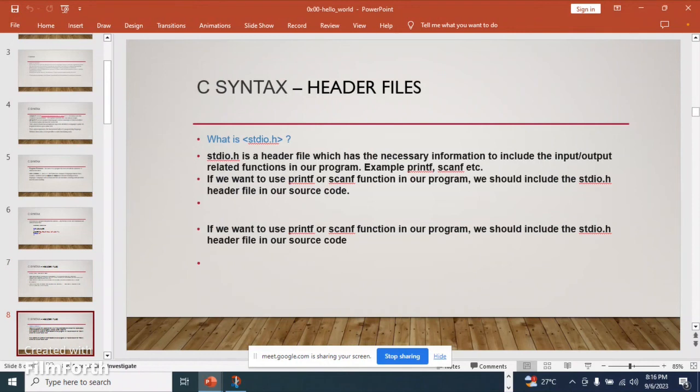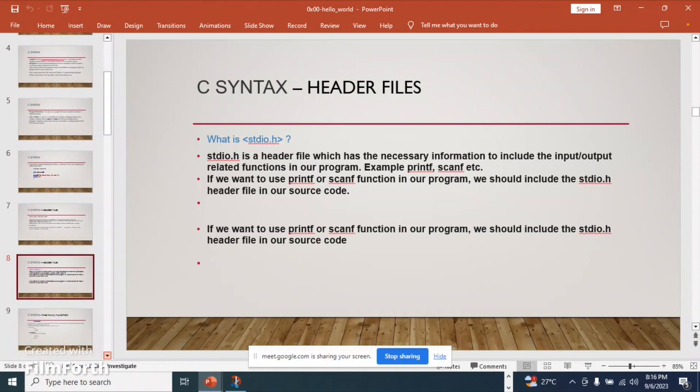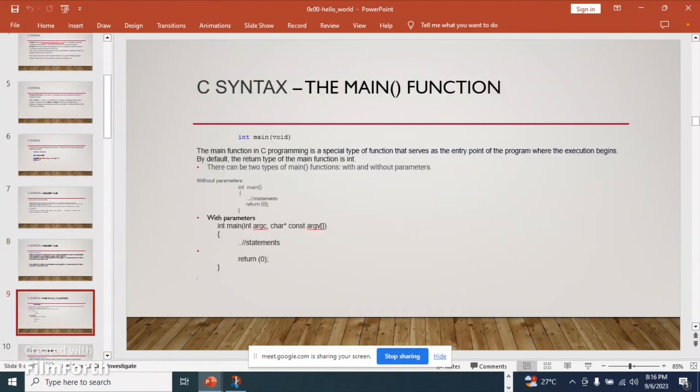Now, what is stdio.h? I've already said that it's a header file that has necessary information to include input and output related functions, and so on.